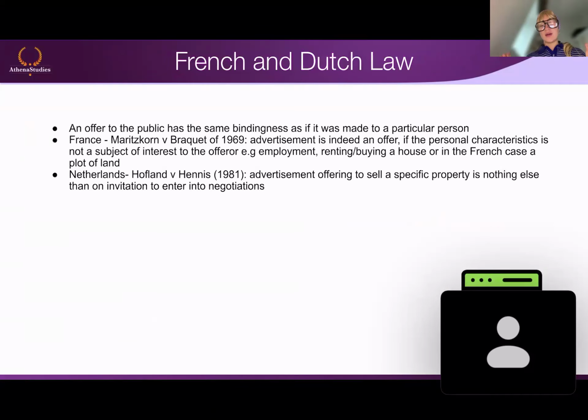So we are now again on offers. However, now we're discussing offers to the public. An example of that could be a newspaper article, journal article, whatever you want to call it, a billboard, anything that is open to the public is seen as an offer to the public. So here is where jurisdictions differ. French and Dutch law say that, well, an offer to the public is just the same as if it was made to a particular person. So it's the same level of bindingness.